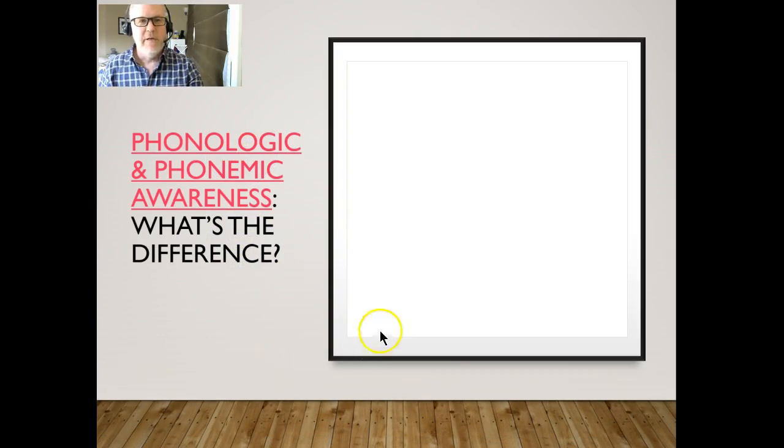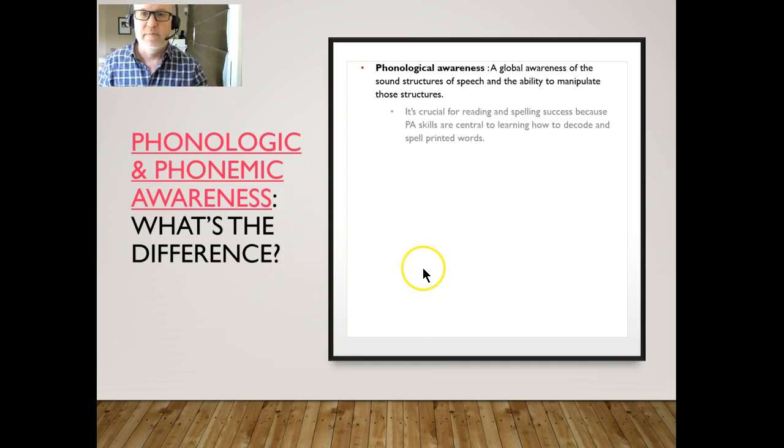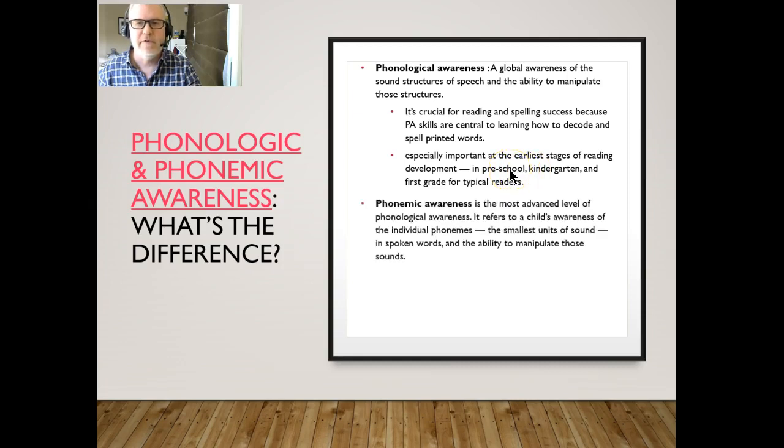All right, so phonologic and phonemic awareness, what is the difference? Well, phonologic awareness is this kind of overarching umbrella of the ability to be both aware of and manipulate the sound structures of speech. So it's this broad category of being able to listen for sounds and do things with those sounds in words. It's crucial for reading and spelling because you need to know how to break apart words and put them back together and recognize different parts of words in order to read. So it's a helpful skill to develop before you're actually doing a whole lot of decoding.